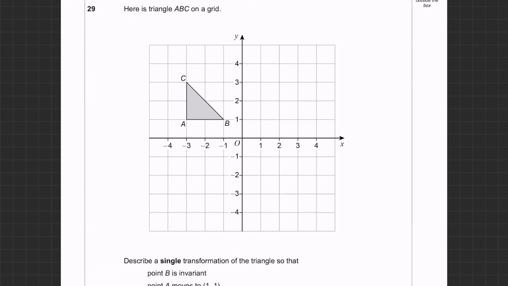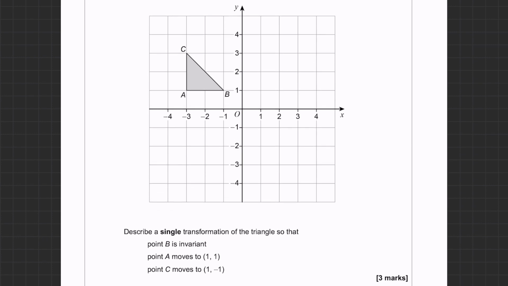Last but not least, we've got this question here. Here's a triangle ABC on a grid. It says, describe a single transformation of the triangle so that point B is invariant, point A moves to 1, 1, and point C moves to 1, minus 1. Well, point B is invariant basically means it doesn't vary, so that's going to stay in the same place. Point A moves to 1, 1, which is here.